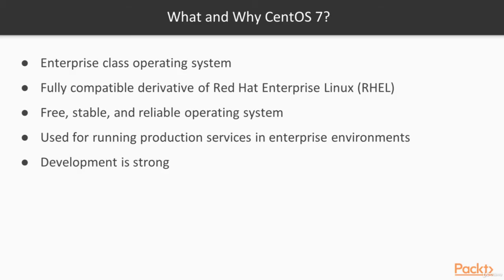What exactly is the CentOS 7 operating system and why are we using it? CentOS 7 is a community-based enterprise class operating system. It is available free of charge. And as a fully compatible derivative of Red Hat Enterprise Linux, it represents the first choice operating system for organizations, companies, professionals and home users all over the world who intend to run a server.